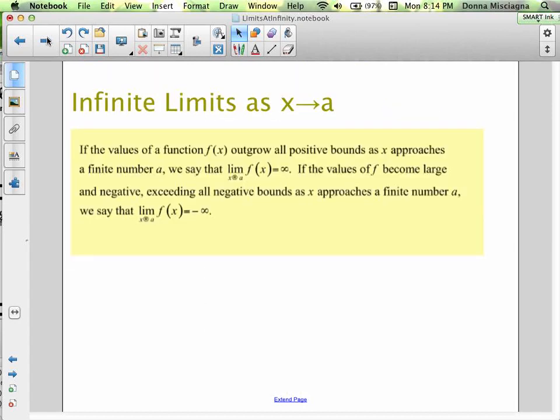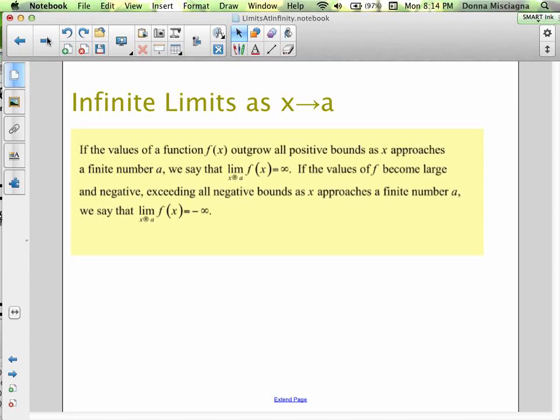Right, so infinite limits as x approaches a. If the values of a function f of x outgrow all positive bounds as x approaches a finite number a, we say that the limit of f of x as x approaches a is infinity. If the values of f become large and negative, exceeding all negative bounds as x approaches a finite number a, we say that the limit of f of x as x approaches a is negative infinity.